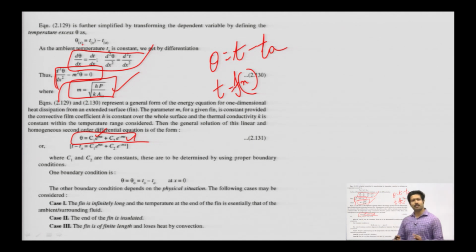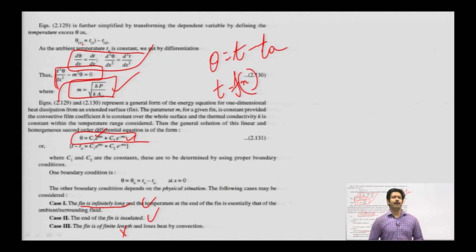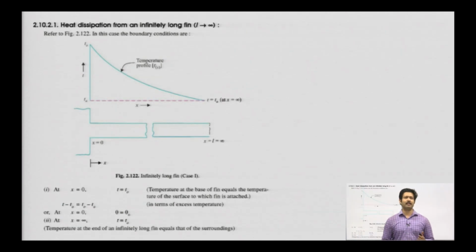Now there are two cases, as you all know. The first case is the fin is infinitely long, when the length is not defined, and the second case is when the fin tip is insulated. We will not be taking the third case. These two are in your syllabus. I have already done this in my previous theory lectures, but we'll be doing it.